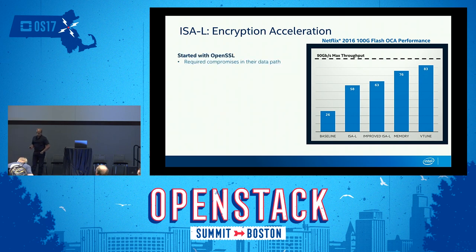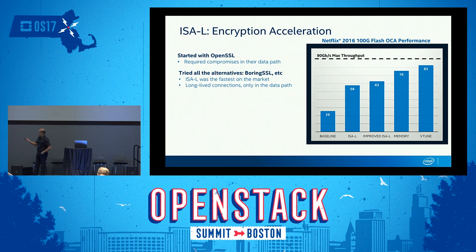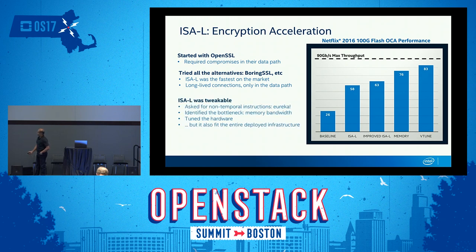Talking about encryption, we actually have some benefits of ISA-L over even the AES-NI instruction that's found on x86 processors today. This is a case study that we published with Netflix, where they were trying to accelerate their OpenSSL termination. They had tried other alternatives such as BoringSSL, but with ISA-L they were able to hit their target. They have a 100 gig pipe, and they started with about 26, and with ISA-L and some other tunings related to ISA-L, we were able to push their encryption performance by three-fold. So ISA-L is tweakable. It's open source, and this case study shows that you can tune your system along with ISA-L to get the best throughput.